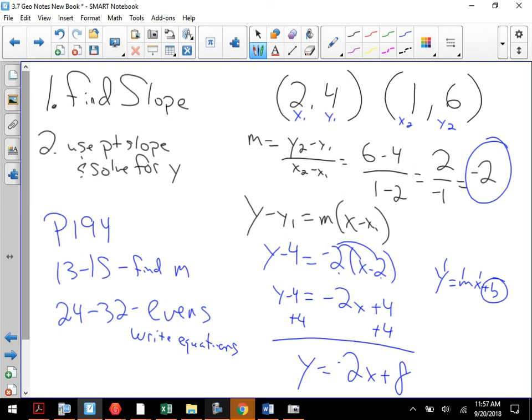You substitute into that point slope form, and you can use either ordered pair. It doesn't matter. Yes, -2x. If you did both of them, you're going to get the same equation, because those points are on the same line.